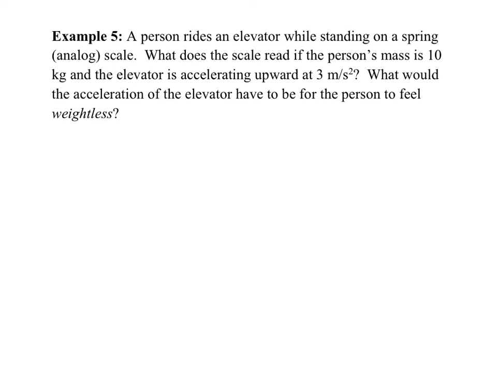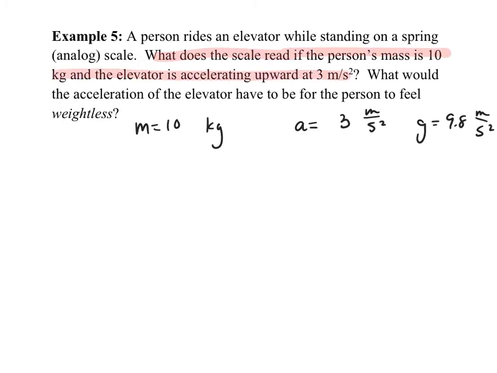So we're told that the person's mass is 10, so let's start writing stuff down. The mass is 10 kilograms. The acceleration is upward, so I'm going to call that a positive. And you know g is 9.81, or 9.8 meters per second squared. Those are the 3 things that we know. And we're going to attack the first problem first. What does the scale read if the person's mass is this and accelerating up? We'll get to the second problem in a moment.